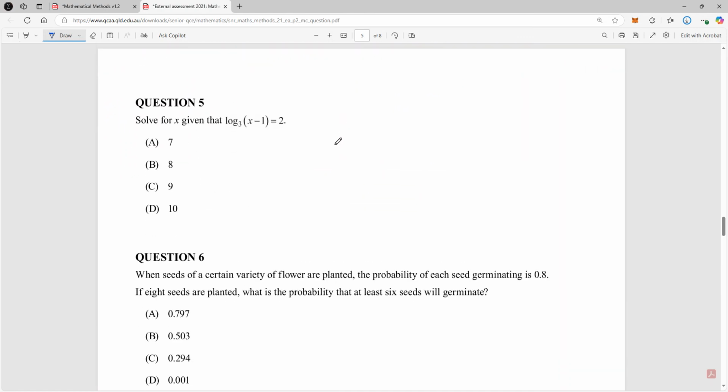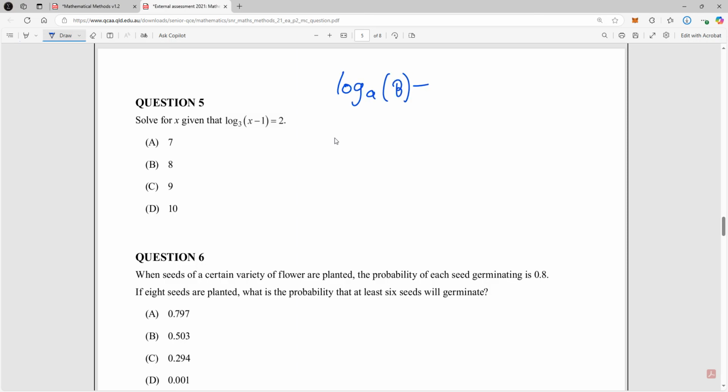So question 5. Solve for x given that log base 3 of x minus 1 equals 2. Okay, so what we want to do is first of all get it out of log form, okay? Because we can't break apart x if it's stuck inside a log, okay? So ideally, we've got two main forms that we can switch between. So at the moment we have it like this: log a of b is equal to q, okay? We can rewrite that, and vice versa, as a to the q is equal to b.